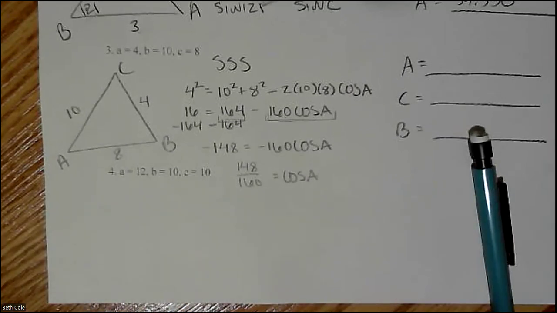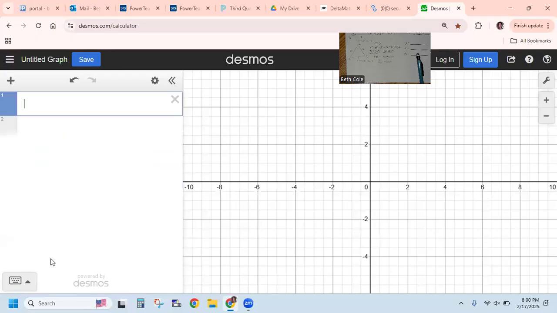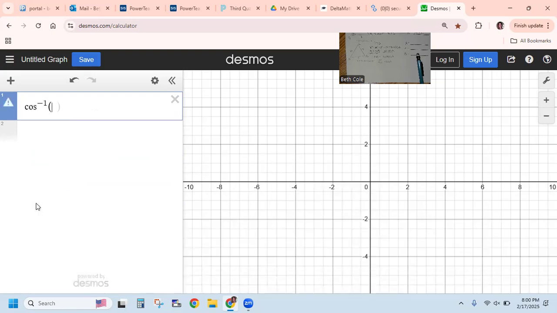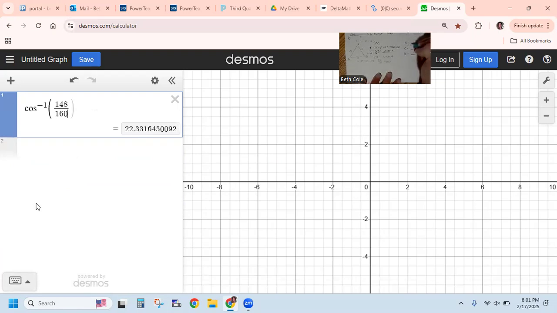And so the way that I'm going to type that is with cosine inverse. So here, let me clear out all of this. I'm going to go into functions. Let me get cosine inverse, 148 divided by 160. And so we get that A is 22.331. And I'm going to go ahead and store this, oops, as capital A.